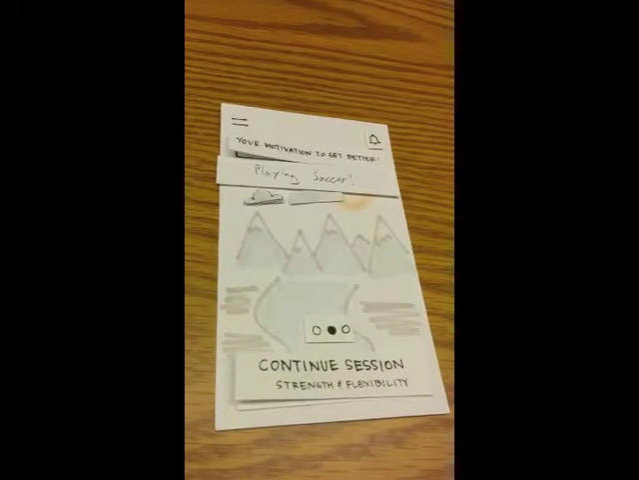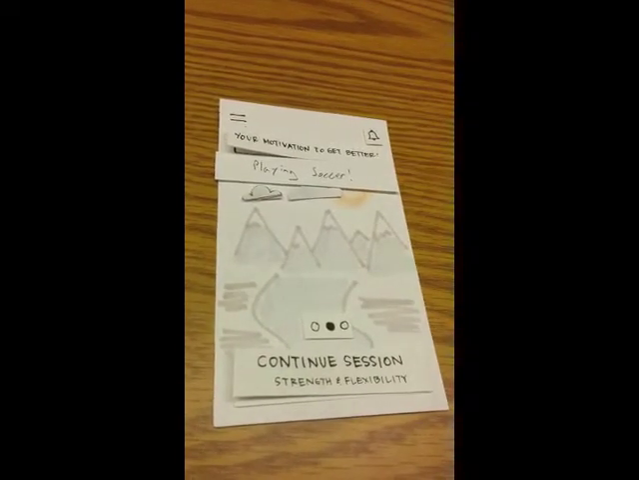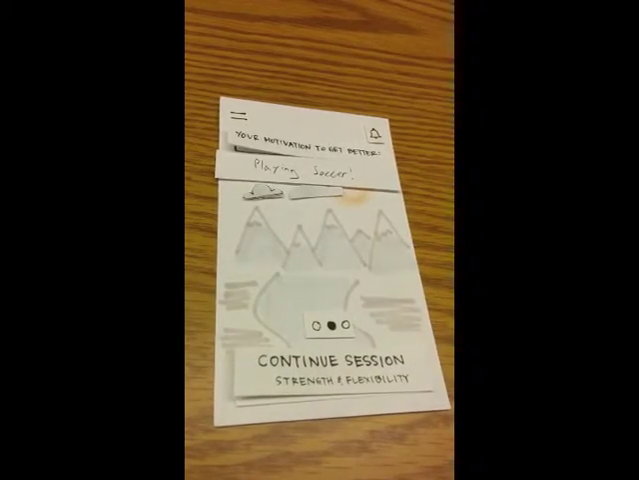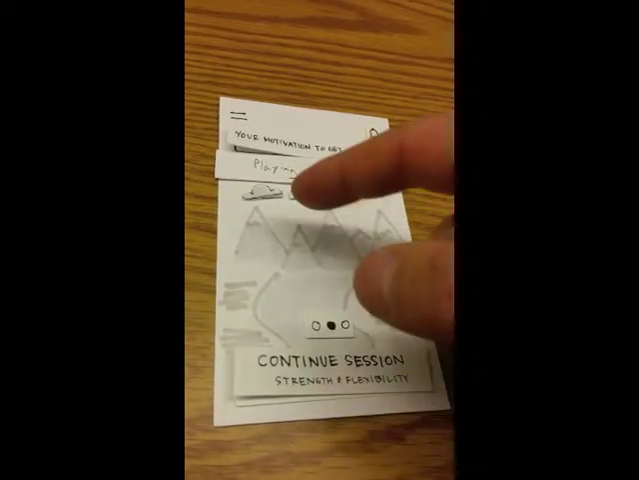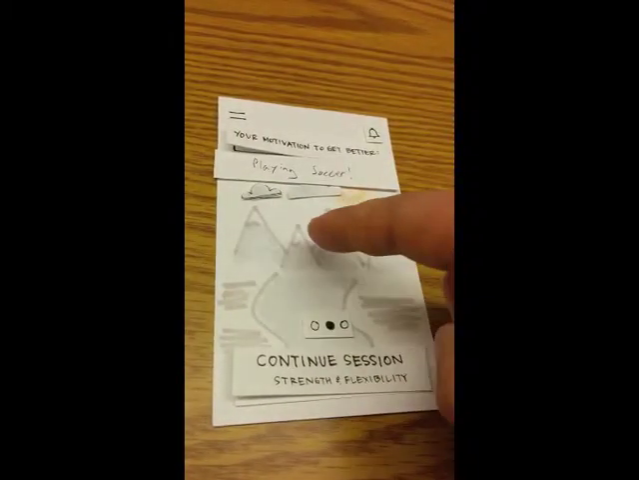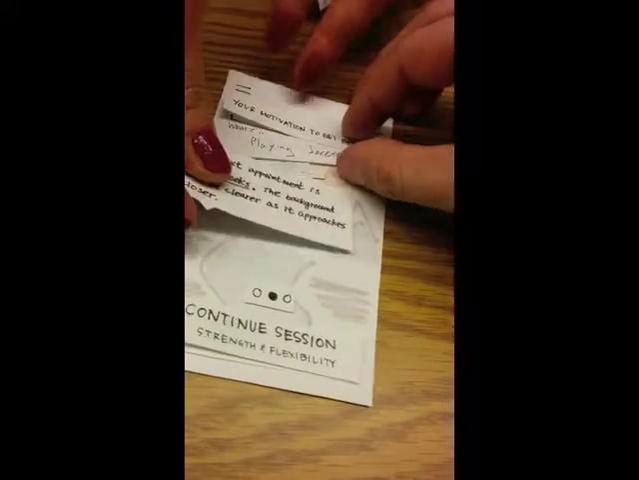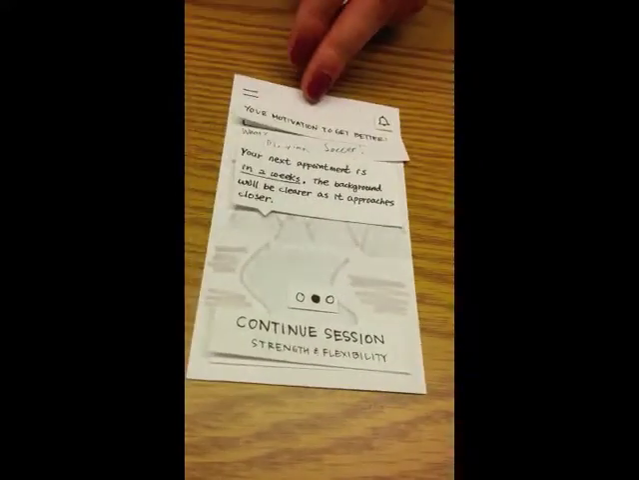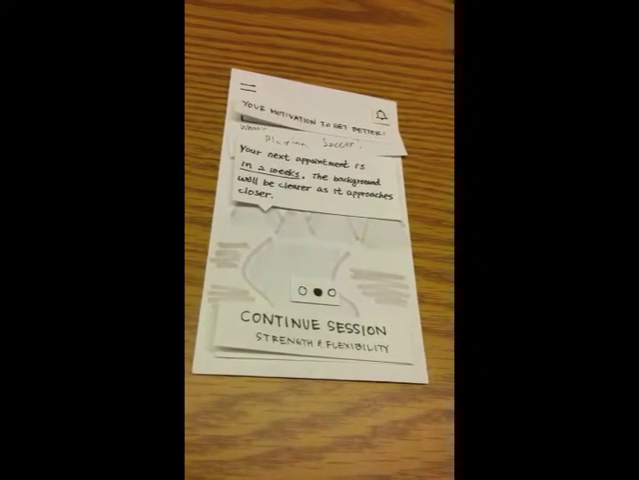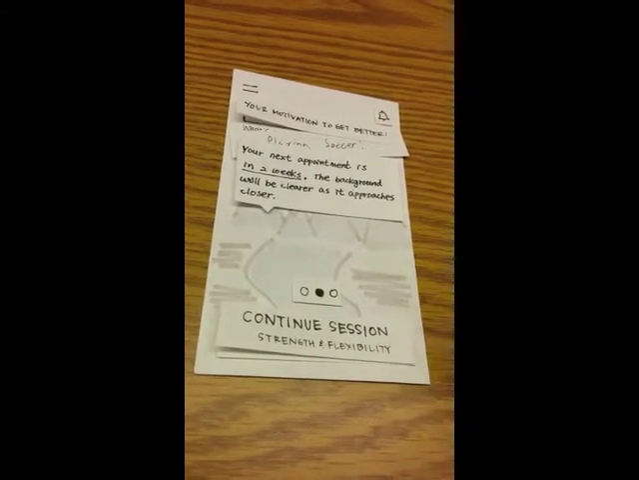We did that. Okay, got cut off. Okay, yeah. So imagine we're back at the title screen now. Since we're here, I'm showing you, I can click various portions of this background, say the mountains, and it will tell me more about them. It says, your next appointment is in 2 weeks. The background will be clearer as it approaches closer. So this gives me a little bit of information about the background.